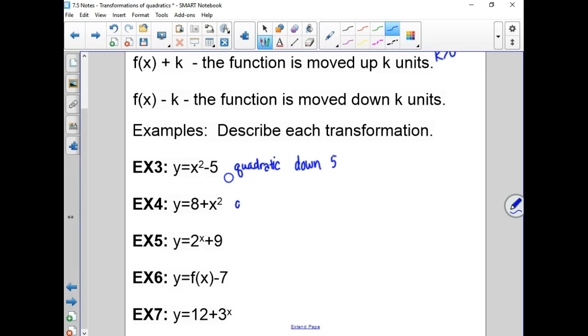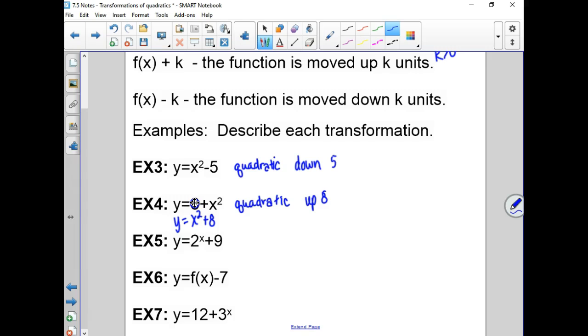Example 4 is going to be another quadratic, but this one is going to be moved up 8 units. This one might throw you off a little bit because that 8 is in the front. We could always rewrite this one to make it look like this, x squared plus 8, and that would tell us that the quadratic has been moved up 8.